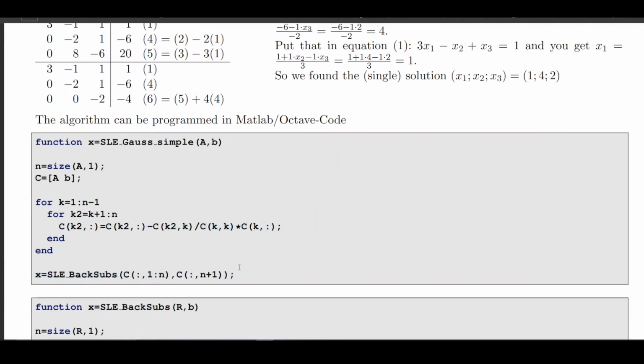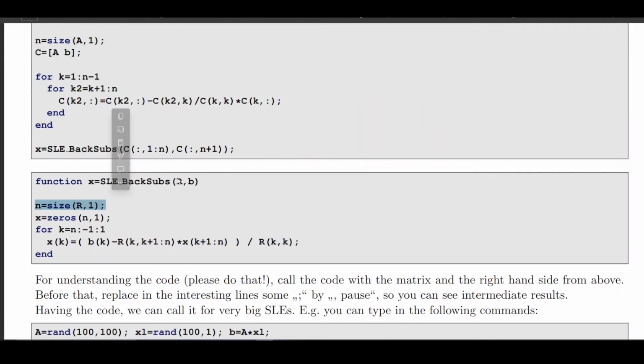We program it in a new function because we later use back substitution again, and we don't want to have the logic here in Gauss simple, so we use an external function, and this function is here. First, let's find out how many lines we have in our R matrix. R is, in our case, the matrix 3, -1, 1, 0, -2, 1, 0, 0, -2. I show you that.